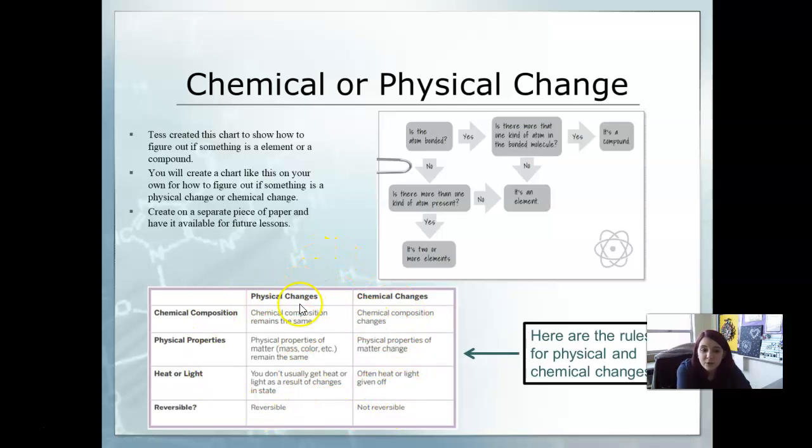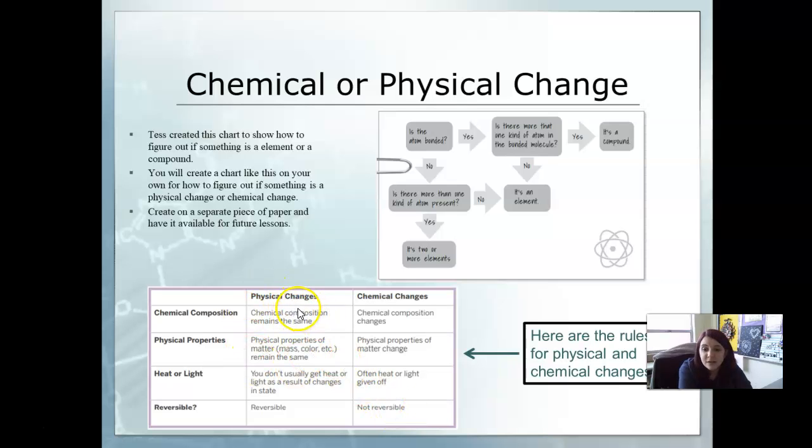These are the rules for physical and chemical changes. For it to be a chemical change, the chemical composition changes, the physical properties of the matter change, often heat or light are given off, and it's not reversible. It means if something's changed, it can't go back to the way it was.